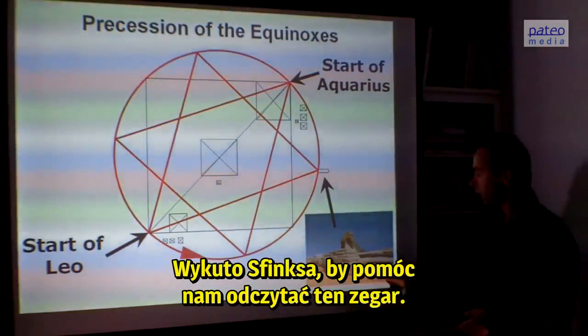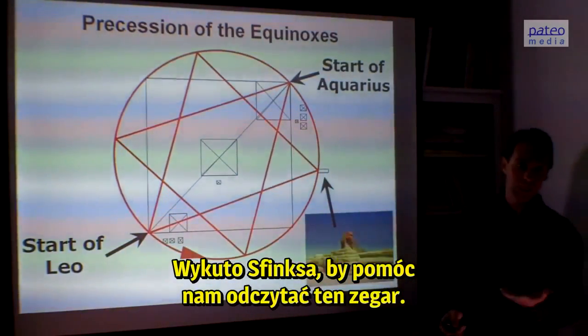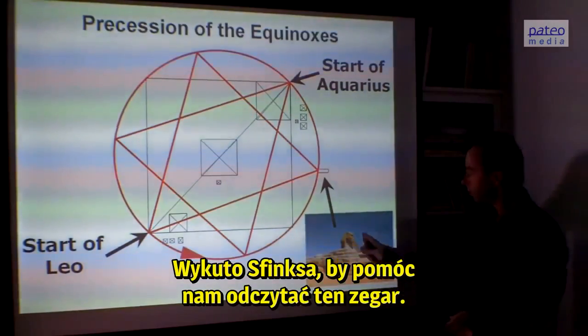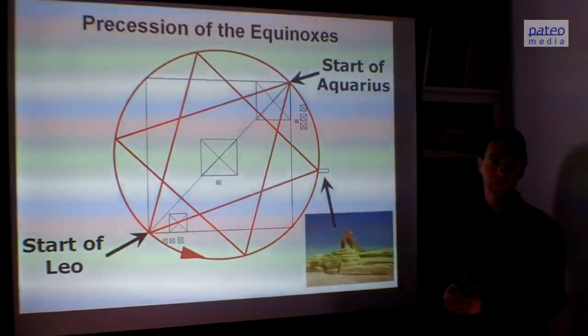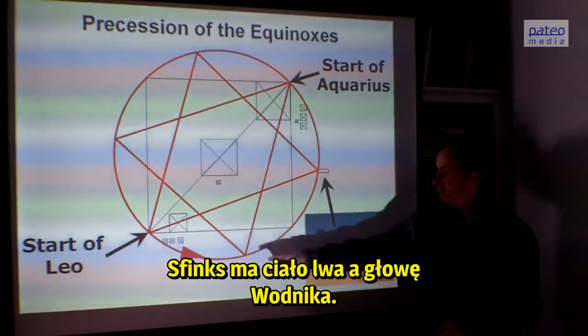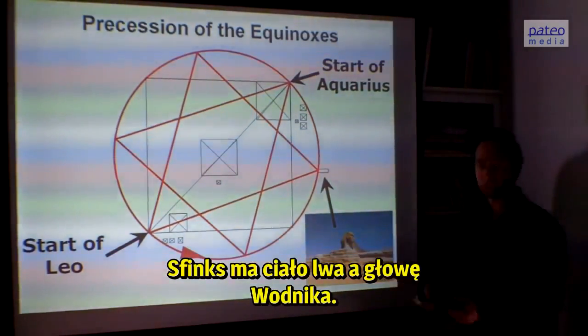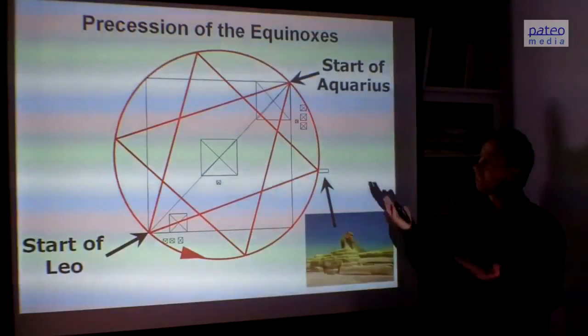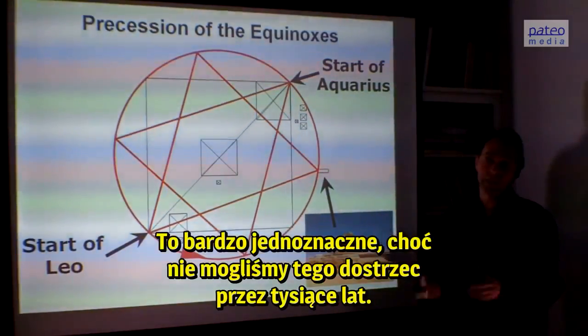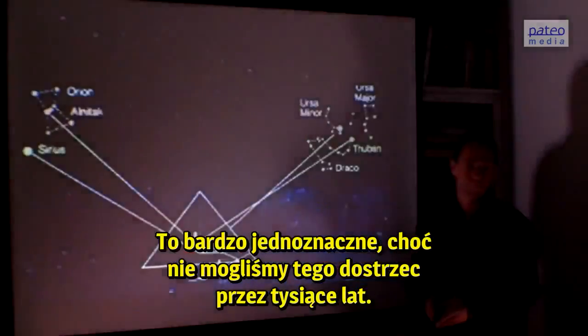What did they do? To help remind us about this, to help us interpret this clock, they built the Sphinx, the Great Sphinx. What does it mean? This is the body of Leo, of a lion, with the head of Aquarius. That is what we see here. It's very obvious, but we didn't see it for thousands of years.